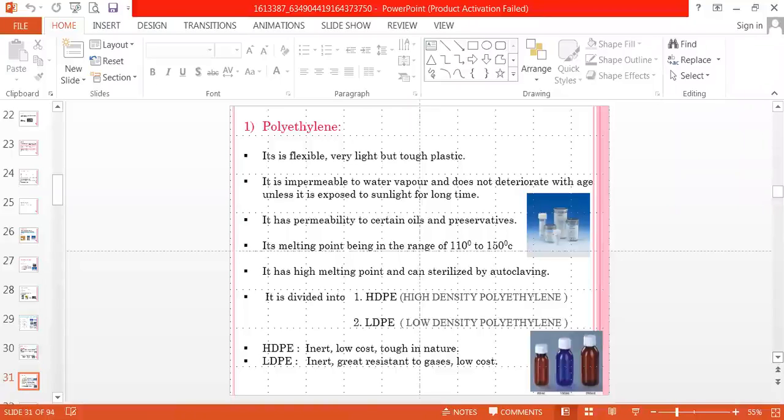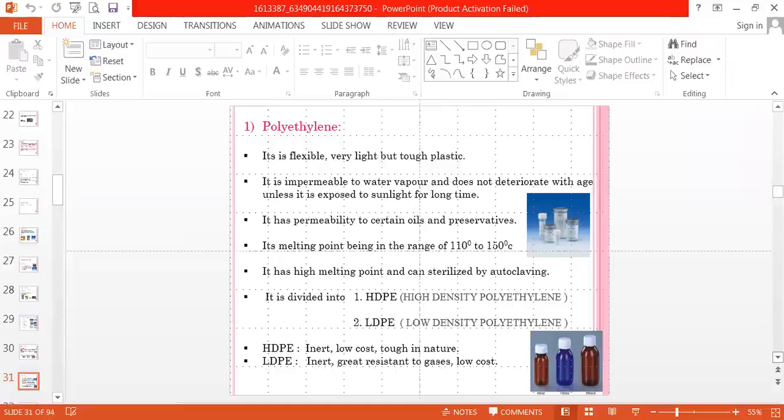Generally, the melting point of polyethylene is high, so this kind of polyethylene type of containers as well as closures we can use for those products which require sterilization by the autoclave. At the higher temperatures of the autoclave, your polyethylene type of container may be stable because their temperature range is 150 degrees centigrade. So we can use them for the sterilization process by the autoclave.